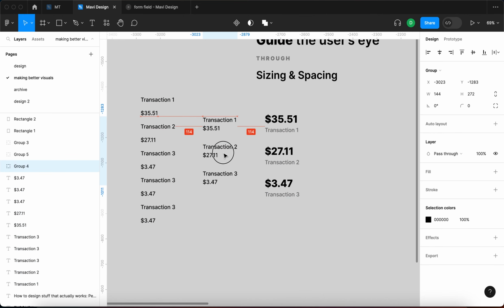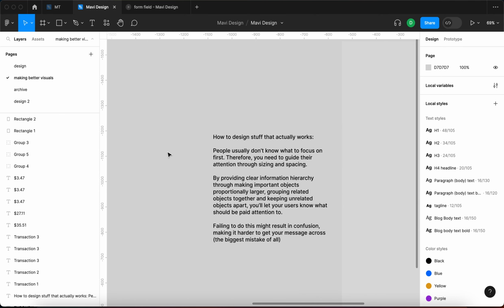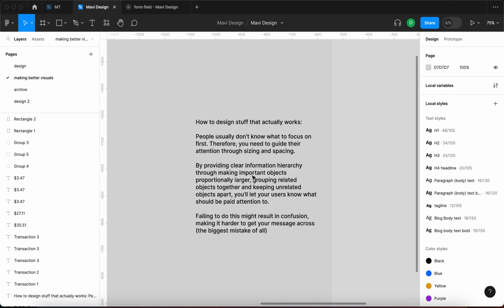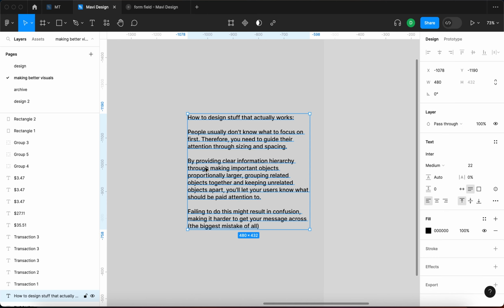And now let me just show you another thing that I have here, which would be this. Here is a couple of paragraphs that I have typed out to summarize this point. So, how to design stuff that actually works. People usually don't know what to focus on first. And I would also maybe put in parentheses here that I would say, especially if they are encountering something new.